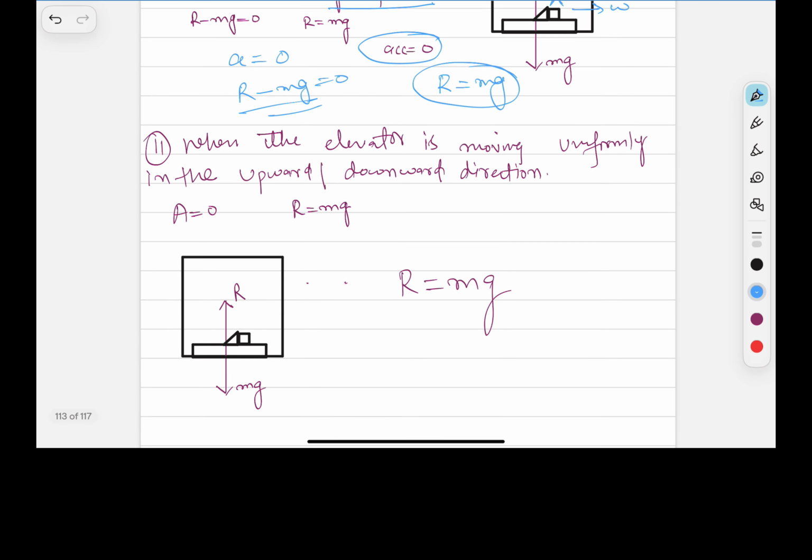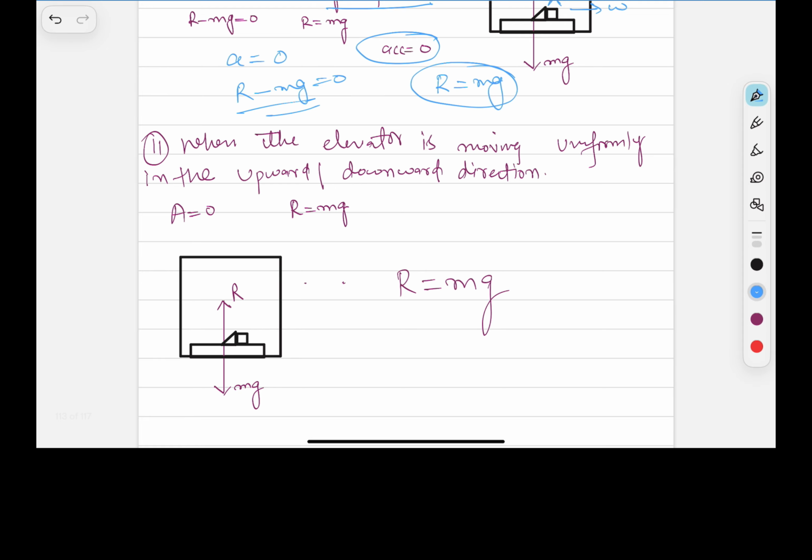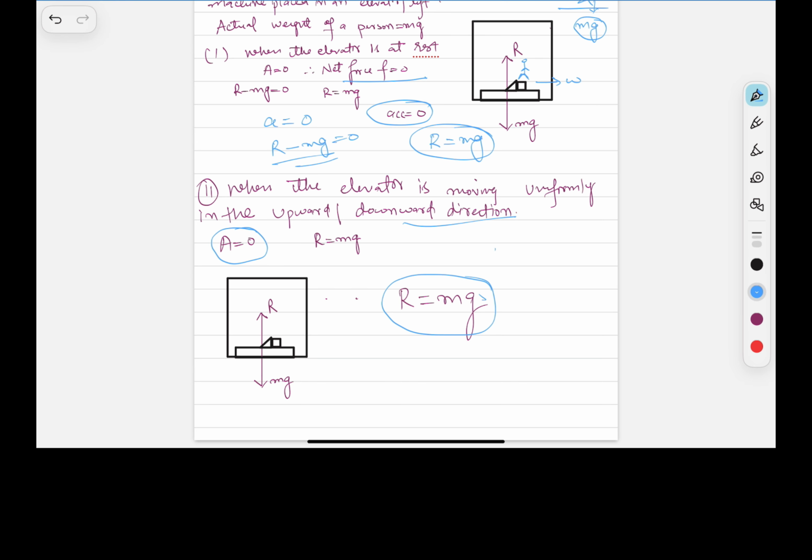Second case, when the elevator is moving uniformly in the upward or downward direction, still the acceleration a is equal to 0. When we put the reaction, we get the same thing as at rest. So we concluded that when the elevator is at rest, the acceleration is 0 and the net force is 0. Also when moving uniformly upward or downward, R is equal to mg. This is called the reaction, and this is the weight of a person standing over the weighing scale.